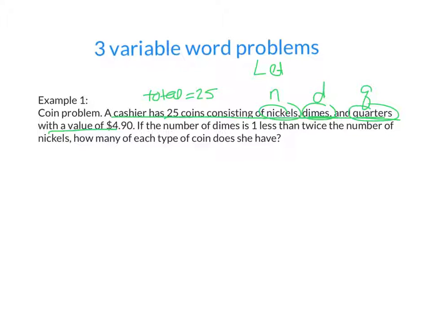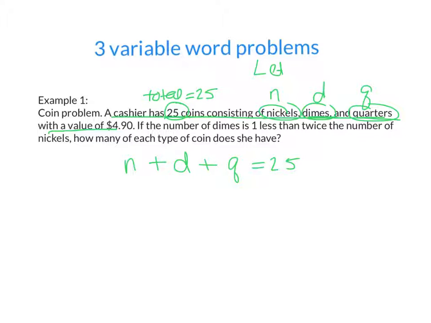That is normally what you want to do with a word problem. If you're going to use variables, you should have a let statement on the side. Now there is one equation that I can think of first. The first equation is N plus D plus Q equals 25, because N, D, and Q are how many of each coin that you have, and we know that she has a total of 25 coins.